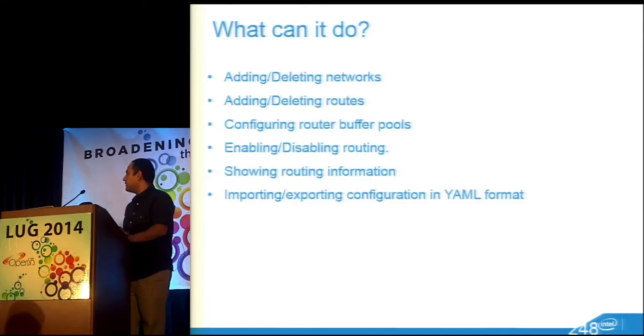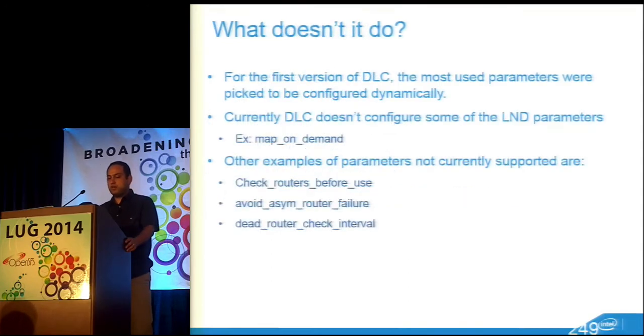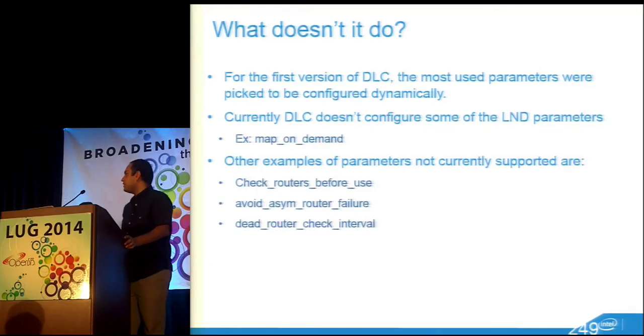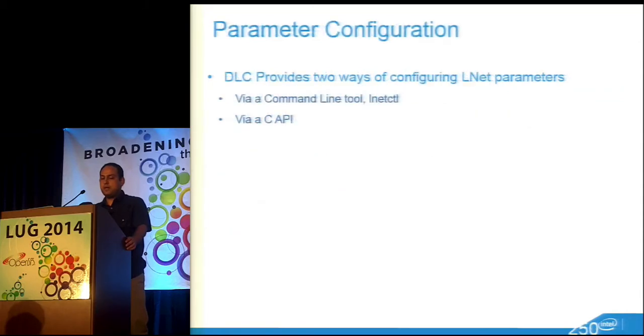We chose a specific set of parameters to configure. It's not exhaustive, so there are parameters that are not configured via DLC right now. Examples of that are map on demand or check routes before use, etc. But for the first iteration of DLC, we chose the most used parameters. There are two ways to configure LNET parameters for DLC. You can configure it through a new command line tool called LNET control, or you can configure it through the C API programmatically. You can write your own tool to call the API directly.